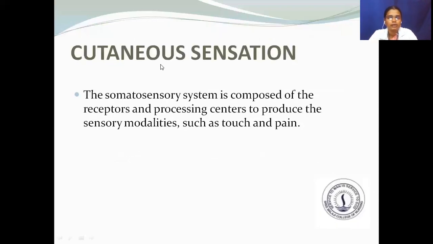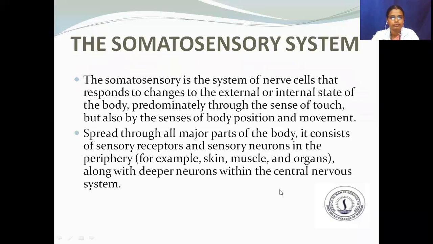Next one is the cutaneous sensation. The somatosensory system is composed of the receptors and processing centers that produce sensory modalities such as touch and pain. The somatosensory system in our skin plays a major role in touch and pain feeling. The next one, the somatosensory system.